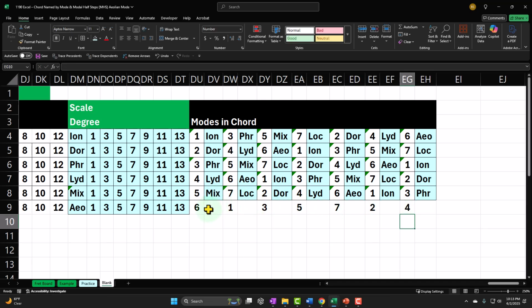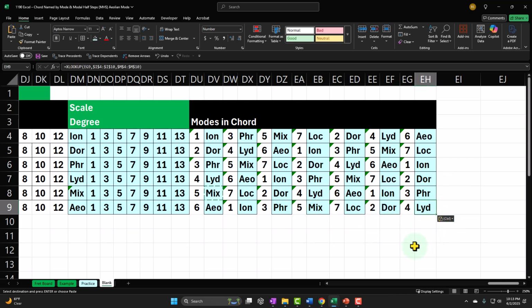So that means if I play this giant chord, how could I number it? Well, you just hold down the 6, the 1, the 3, the 5, the 7, the 2, and the 4, which translates to the names of the Aeolian, the Ionian, the Phrygian, the Mixolydian, the Locrian, and finally the Lydian. That's how it works.